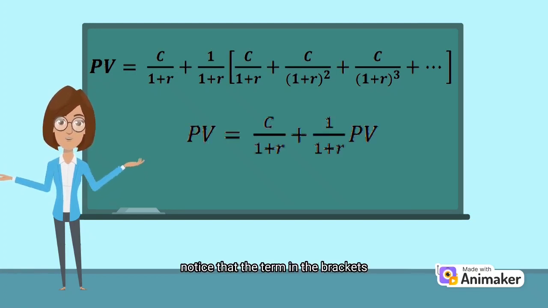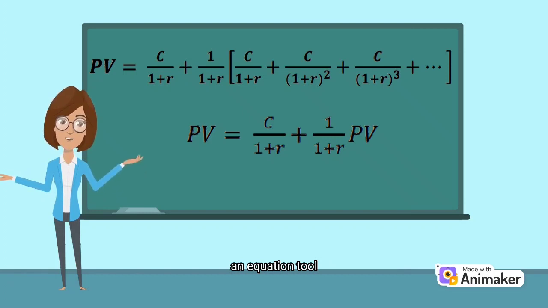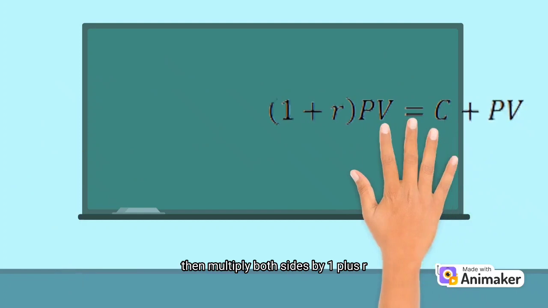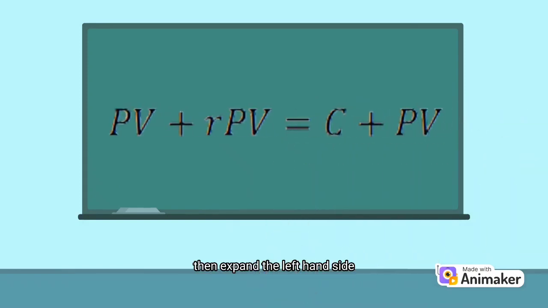Notice that the term in the brackets is the same as the present value of the perpetuity in equation 1. Replacing it with PV, equation 2 becomes like this, where PV equals c over (1 plus r) plus 1 over (1 plus r) times PV. Then, multiply both sides by 1 plus r, where (1 plus r) times PV equals c plus PV. Then, expand the left-hand side, where PV plus r times PV equals c plus PV.